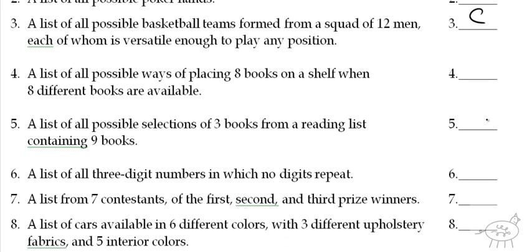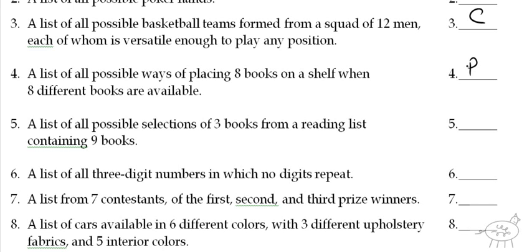All right, number 4, a list of possible ways of placing 8 books on a shelf when 8 books are available. Well, kind of think about what's going on here. If I give you 8 books and I say, how many ways can you place those books, you don't just grab them and put them all up there, right? You can say, oh, I want book A, then book B, then book C. So the ways of placing them, I mean, think logically, there's order involved here, okay?